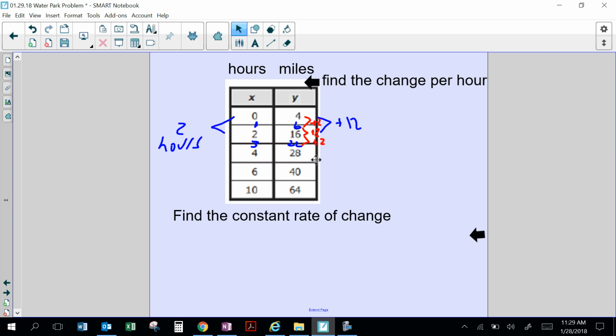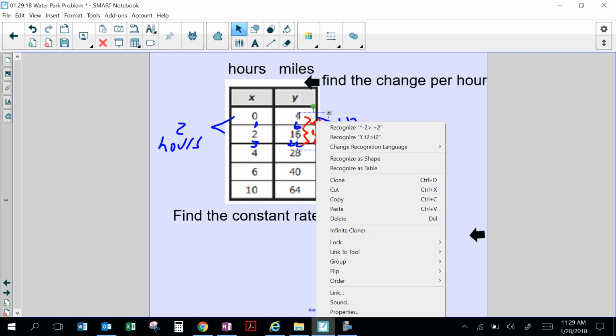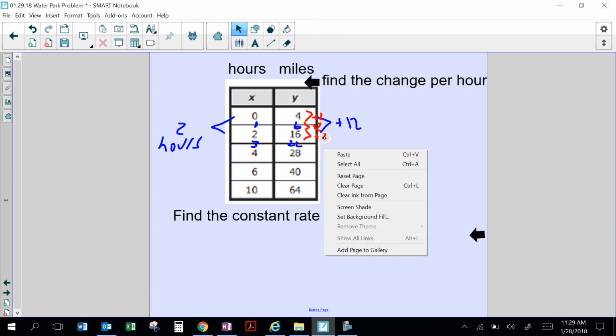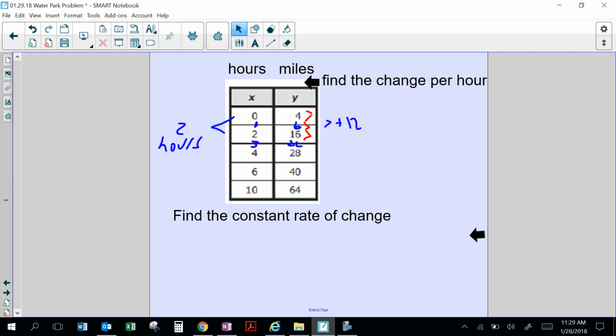Yeah, but stop. I think I made a mistake right here. It should have said plus 6 right here. I apologize. Let me erase this. So let's do that one more time in case I did not make sense to you. In 0 hours, you're at 4 miles. In 1 hour, you should be at 10 because it changed by 6. And then in 2 hours, you're at 16 miles. So this changed by 6. This changed by 6. In 3 hours, you're at 22 miles.